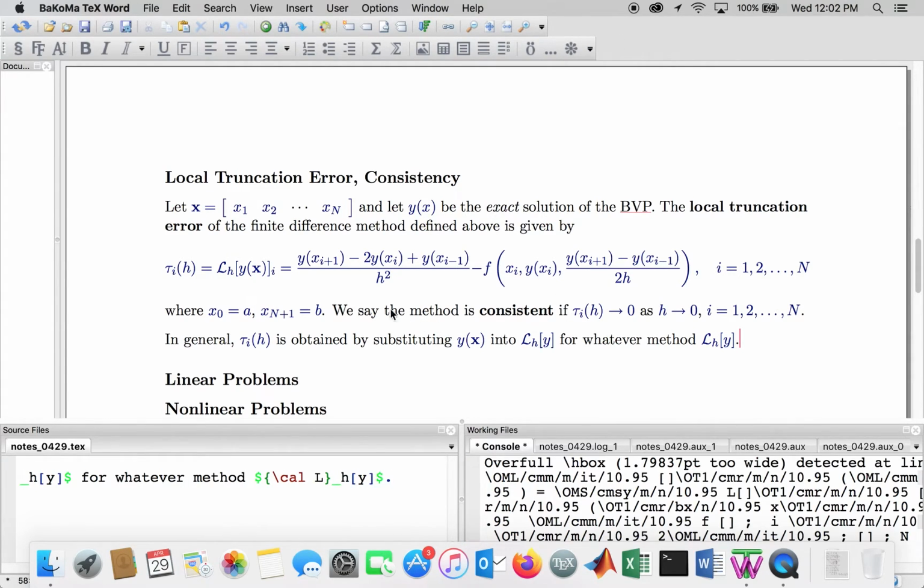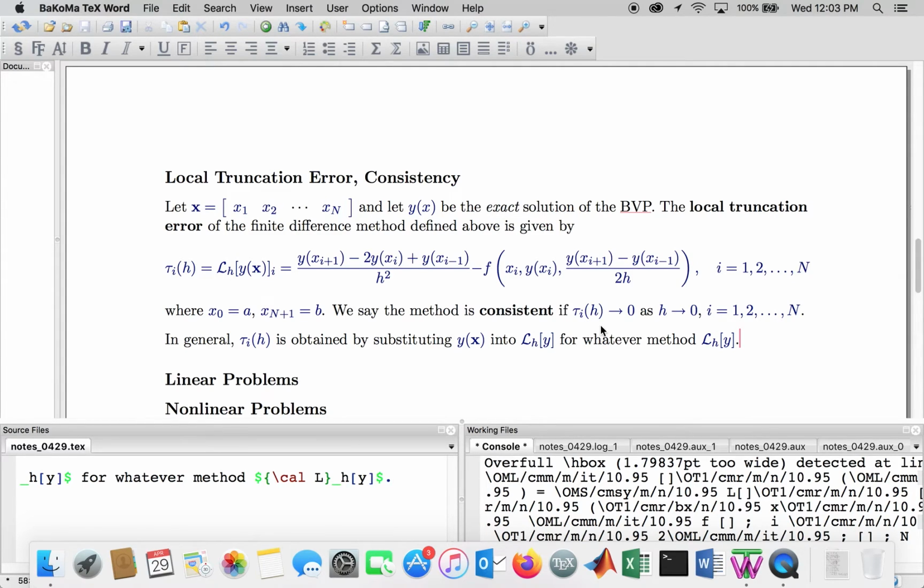So if you substitute the exact solution into whatever finite difference method you have, like for instance, what if we use a higher order finite difference for this second derivative or this first derivative? Then what you get is the local truncation error. If that local truncation error goes to 0 as h goes to 0, then that finite difference method is consistent.